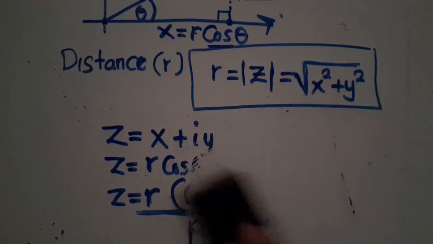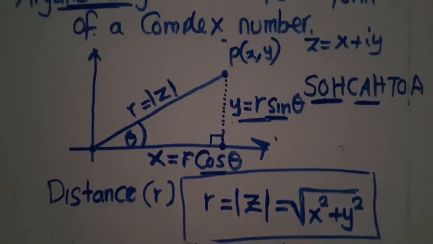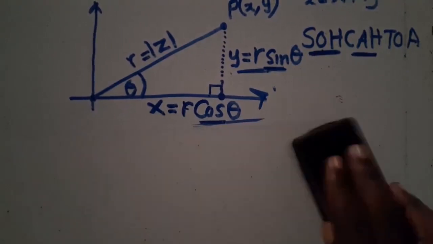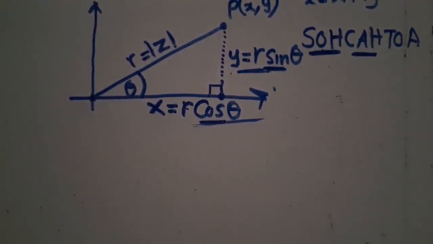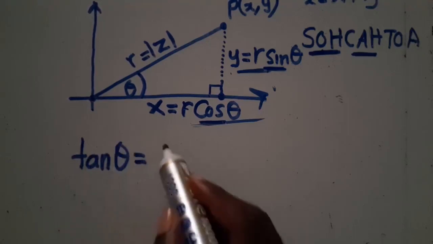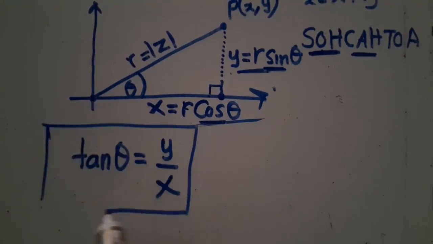So let me just show you how to find the angle now, since I've shown you the way in which a polar form should look. The angle, we say tan theta is equal to y over x. This is the formula that is going to help us answer such a question.